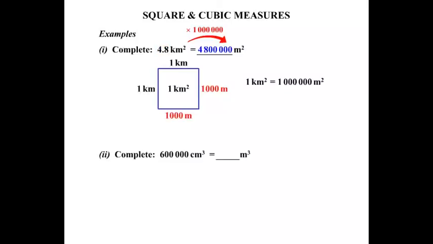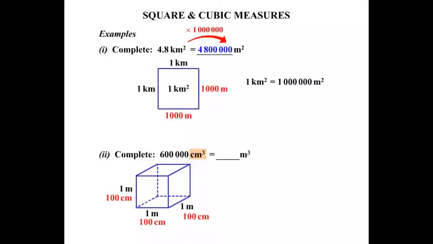Our second example here, we need to complete 600,000 cubic centimeters equals how many cubic meters? Well, we're dealing with cubic meters, so let's start off with a little diagram. 1 meter by 1 meter by 1 meter, and we're changing it to cubic centimeters. So let's replace that with 100 centimeters by 100 centimeters by 100 centimeters. So 1 cubic meter equals, let's multiply that out, we come up with 1,000,000 cubic centimeters. Now, so we're changing centimeters cubed to meters cubed, changing something smaller to something bigger. So we're going to divide by that 1,000,000, and when we do the division, we get 0.6. So our answer there is that 600,000 cubic centimeters is 0.6 of a cubic meter.